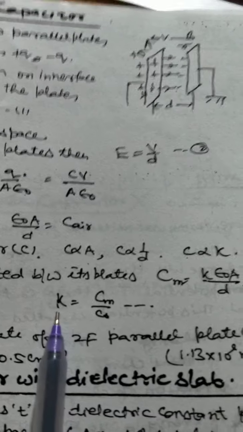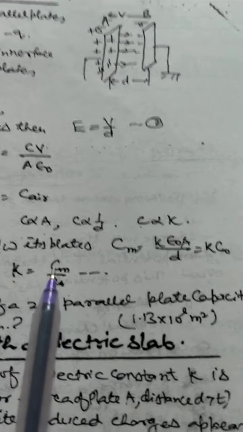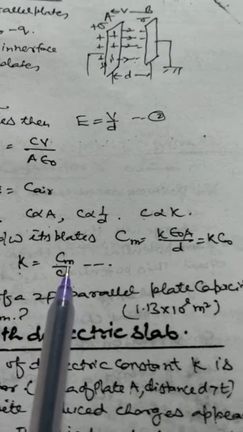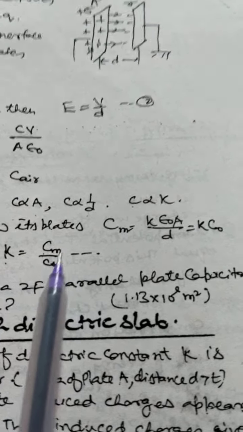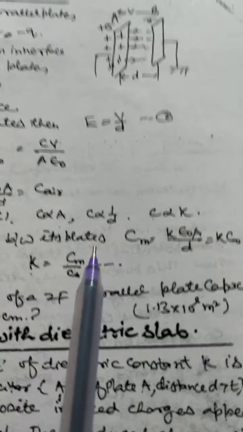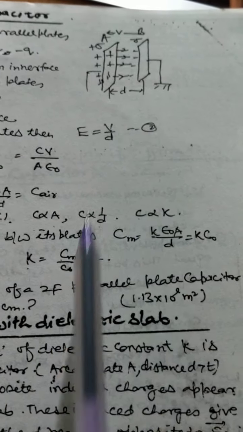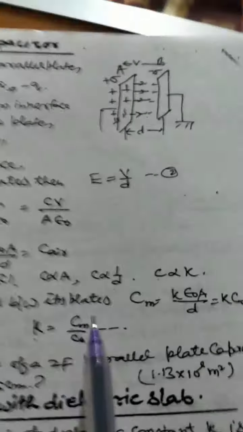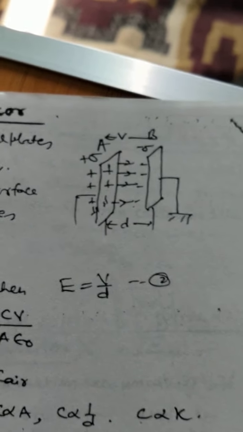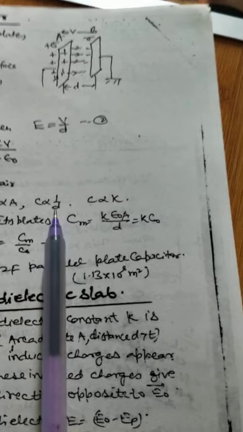The dielectric constant is defined as the ratio of the capacitance of the capacitor filled with dielectric medium to the capacitance of the same capacitor having the same distance and same area in air. So this is how the question comes: write the three methods to increase the capacitance of the capacitor, by A, by D, and by putting some dielectric constant. Now let us solve this problem.